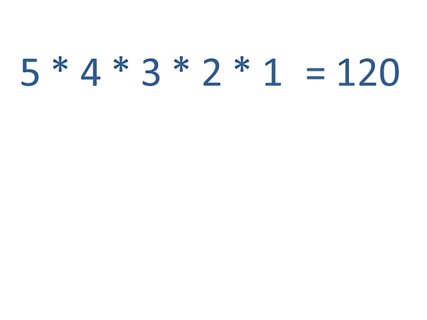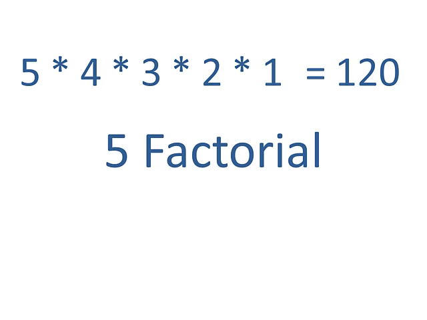5 times 4 times 3 times 2 times 1 is 120. This is called 5 factorial, and it's written 5 followed by an exclamation mark. It's a well-known mathematical operation. Here's another example, 7 factorial. 7 times 6 times 5 times 4 times 3 times 2 times 1.